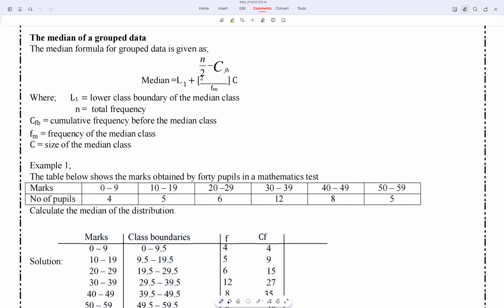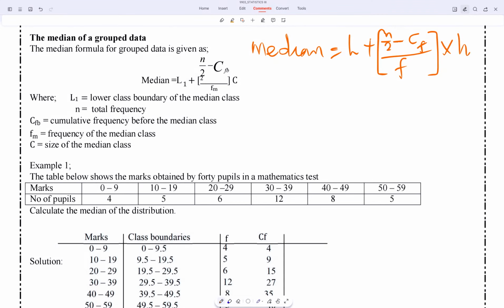Now, what is the formula for median? The formula for median of grouped data is: median is equal to L plus, open a bracket, n over 2 minus CF, all over F, then close the bracket, then multiply by H. Now that H can also be called C.